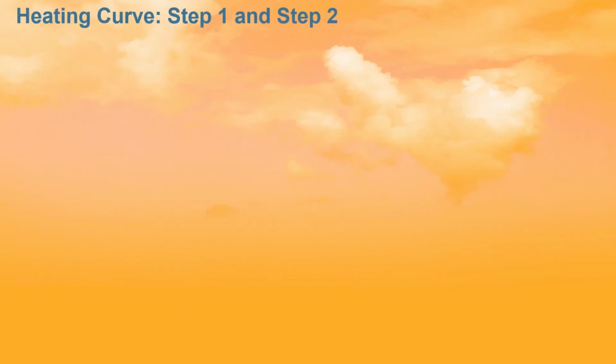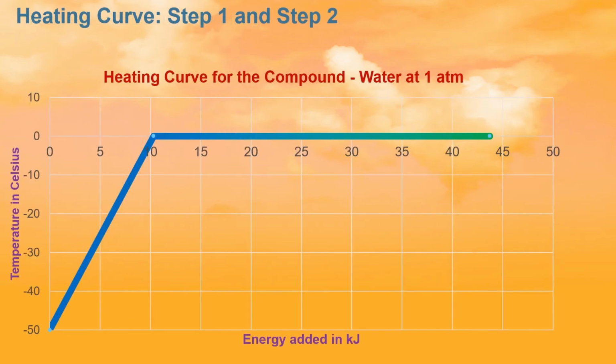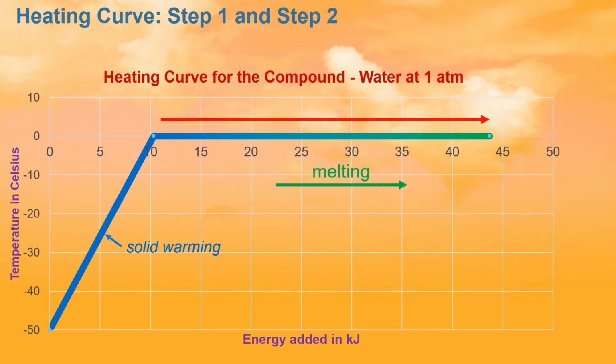To plot these two steps on the heating curve, we start at minus 50 degrees Celsius. It takes 10.3 kilojoules of energy to get ice to 0 degrees Celsius, and then we add an additional 33.4 kilojoules of energy to melt the ice. Remember, we don't change the temperature during a phase change, so we have put a total of 43.7 kilojoules into our system to get to liquid water at 0 degrees Celsius.